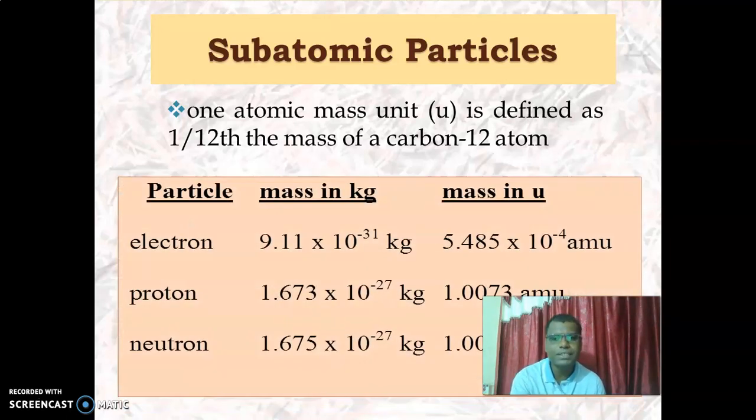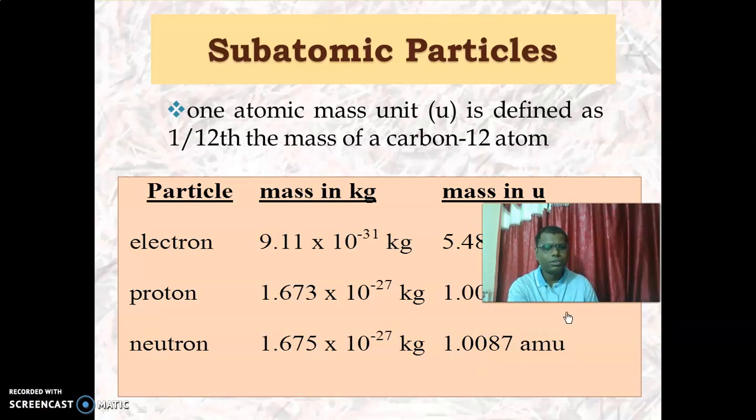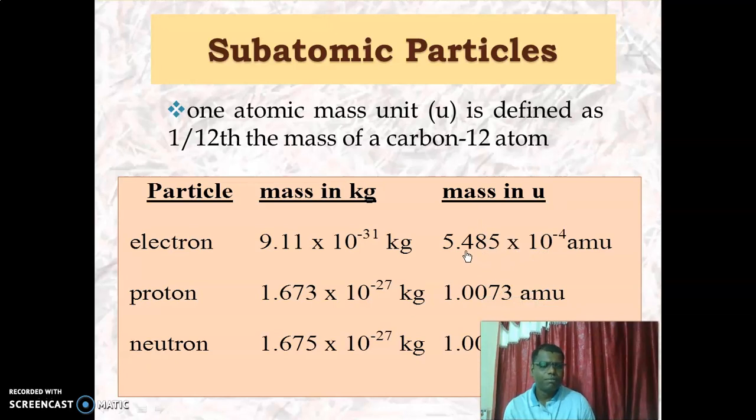So what are these particles? What are the different types of particles, and what is their mass in kilogram and in atomic mass unit? The first particle, which is present outside the nucleus, is called the electron, having a mass of 9.11 into 10 raised to minus 31 kilogram, and in atomic mass unit it is almost 5.4 into 10 raised to minus 4. That's why the electron present outside the nuclear region has very negligible mass as compared to the proton and neutron.